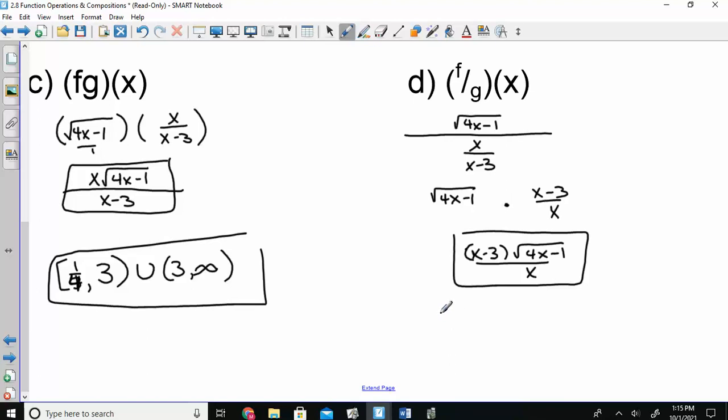over the bottom. Doesn't look real pretty, but we simplified it. The domain, is it the same as the others? No. It starts out the same, but I have to take out anything that will make the bottom 0. So look at your final answer. What makes the bottom 0? So x can't be 0. Now, if you're bigger than 1/4, do we have to worry about that? No. So this one, it does turn out to be the same. But if I had, for instance, the bottom couldn't be 5, then we would have to take that out.